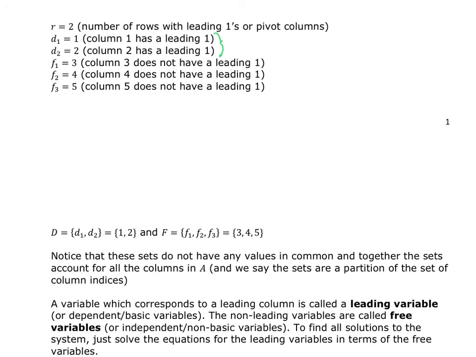So our d, which we know from yesterday's video, d1 and d2, is 1 and 2. Again, this represents column 1 and this represents column 2. And our f is f1, f2, f3, columns 3, 4, and 5. Now notice on this particular example that none of these sets have numbers in common, and it also accounts for all the columns in A. And we see that these sets are a partition of the set of column indices, and we'll talk about that later.